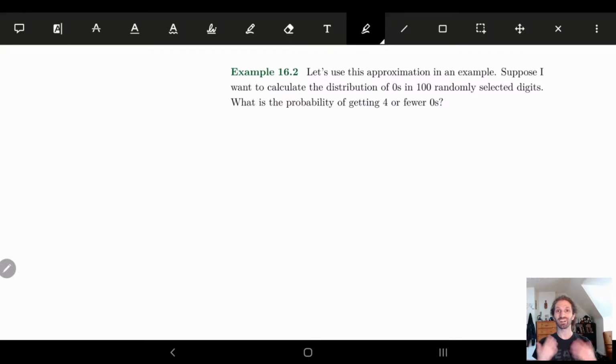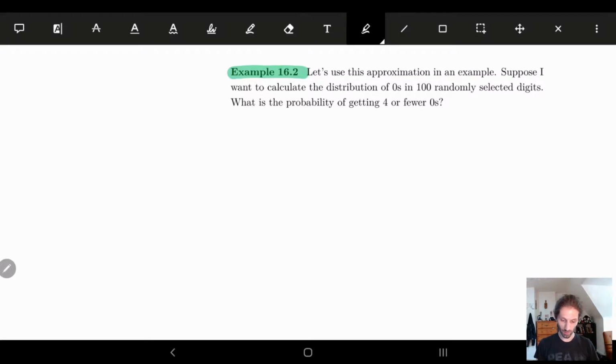Hiya. So now we're going to look at this skewness correction factor, this approximation, and see how this works in an actual example to see what's happening. What I want to do is take the distribution of zeros in 100 randomly selected digits. So I have a string of 100 digits, each numbered 0 through 9. It doesn't matter what the numbers are, they're just randomly selected, so each digit is any number from 0 to 9.